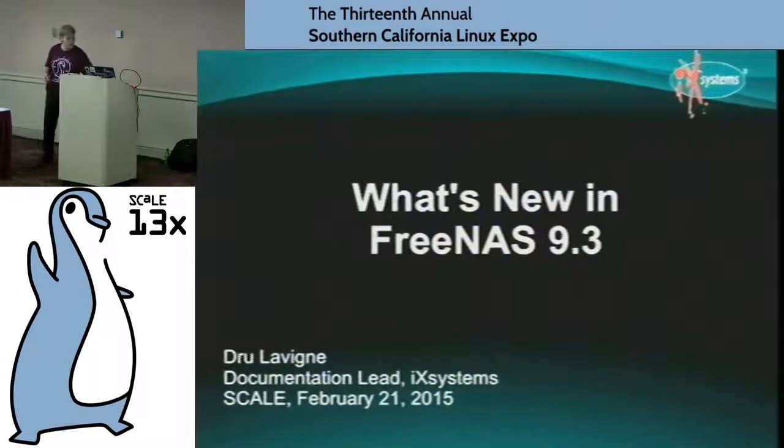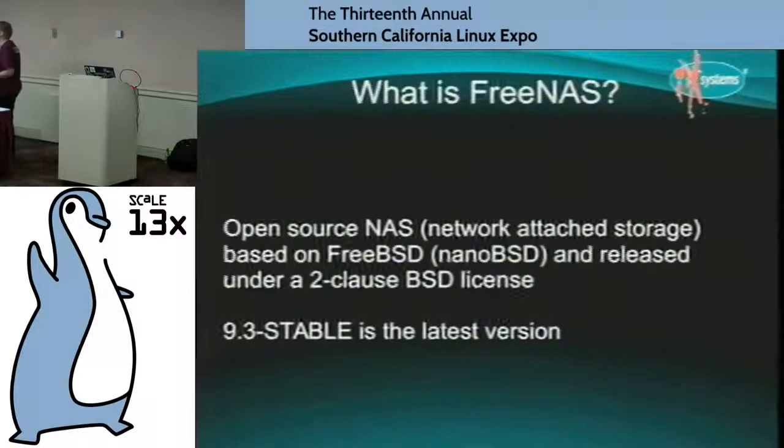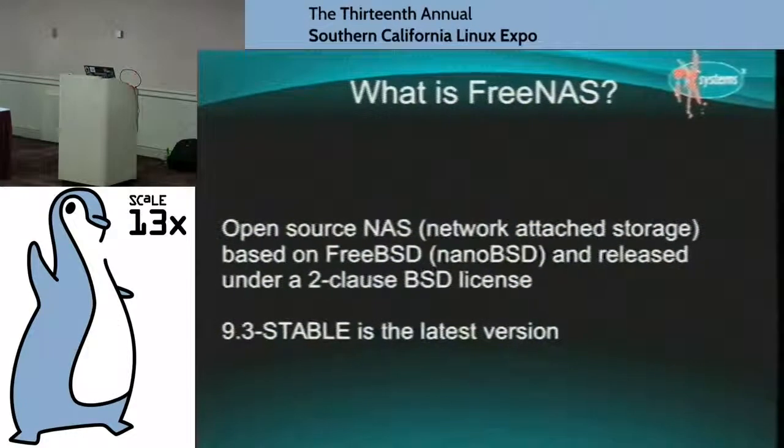So today we're going to talk about what's new in FreeNAS 9.3. For those of you who have not heard of FreeNAS yet, it is an open source network attached storage. It is based on FreeBSD and it is released under a BSD license. The latest version is 9.3, which was released the first week of December. And we'll be talking a little bit about the concept of stable and why it is that you want to be running stable. So 9.3 stable is the latest version.